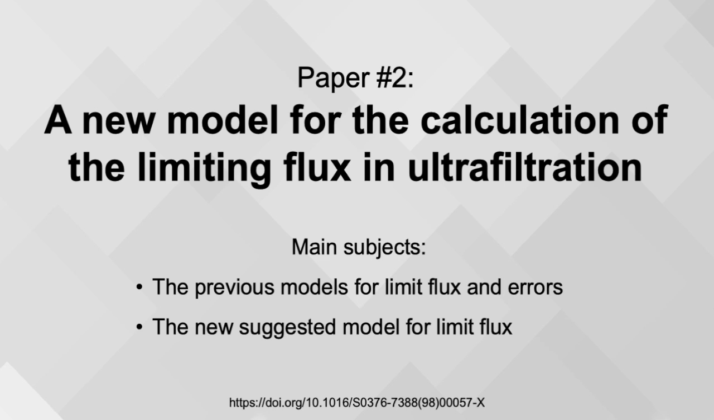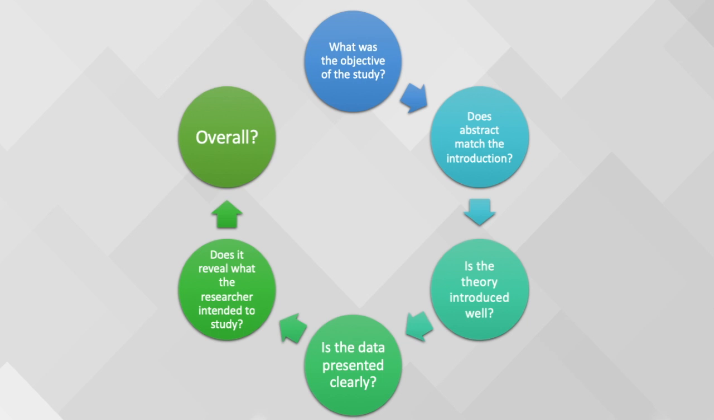Paper 2 is called A New Model for the Calculation of Limiting Flux in Ultrafiltration. Firstly, what was the objective of the study? In the statement of purpose in the introduction, this paper explains limiting flux with the formation of the cake layer. Then, based on a more realistic version of cross-flow ultrafiltration, a new model has been developed. This statement does not include that it discusses the initial models or the errors that are involved in them, but I think it is a good statement of purpose.